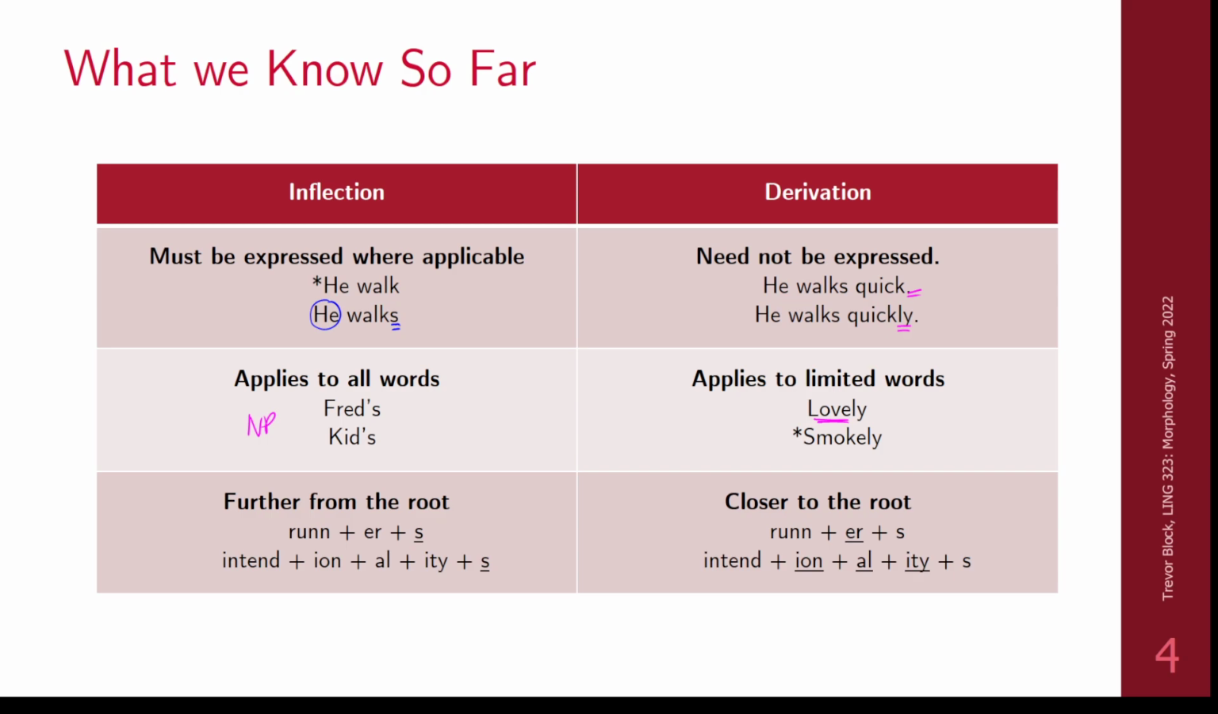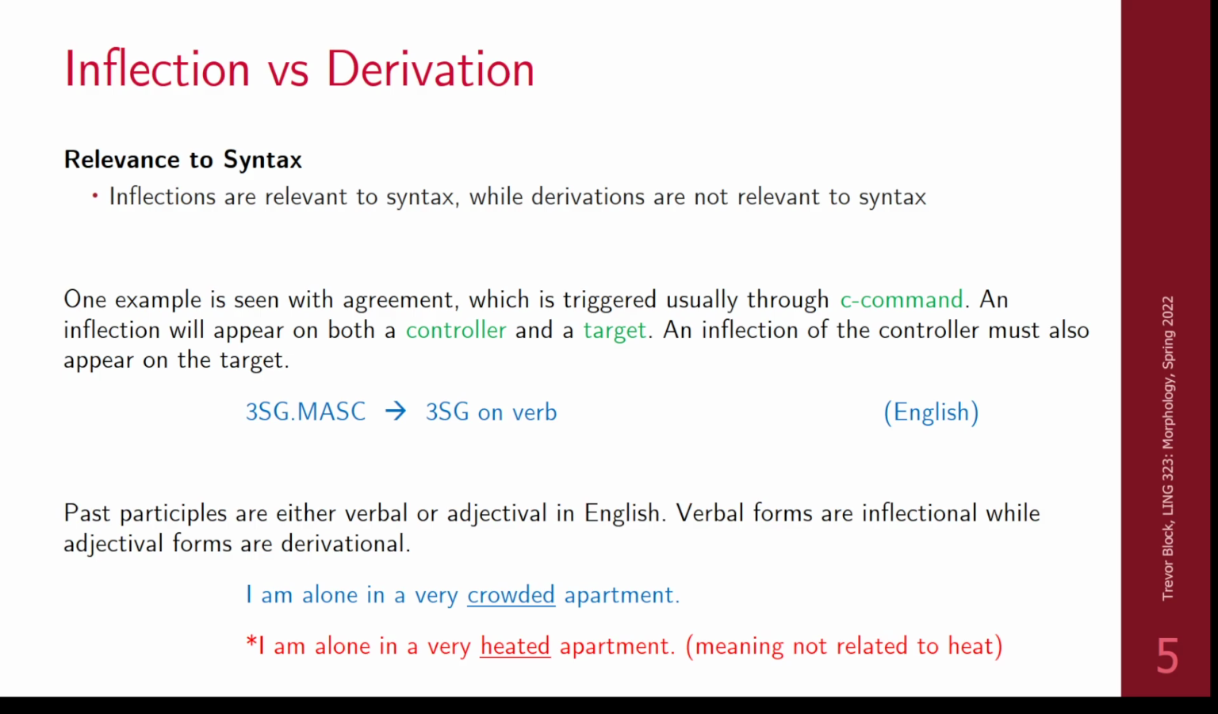And then inflections tend to be further from the root. So intend and run are our roots here. So we see the inflections at the end, while the derivations tend to be closer to the root. So usually we'll see derivation appear before inflection. So that's what we did last time. Now let's talk about a few more properties.